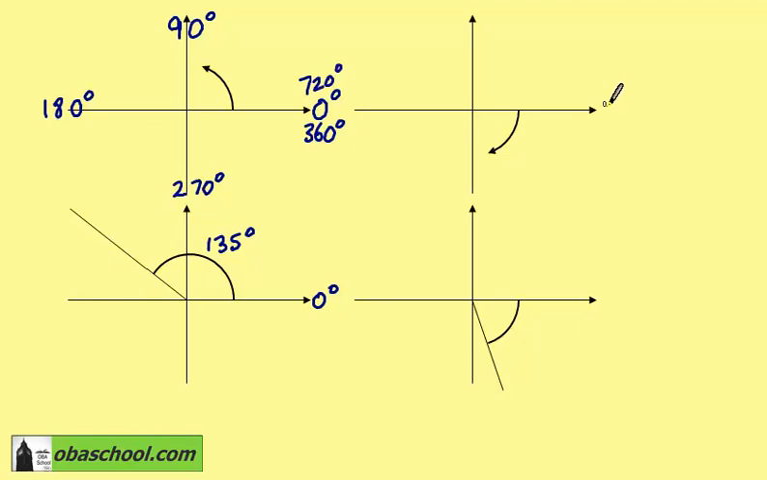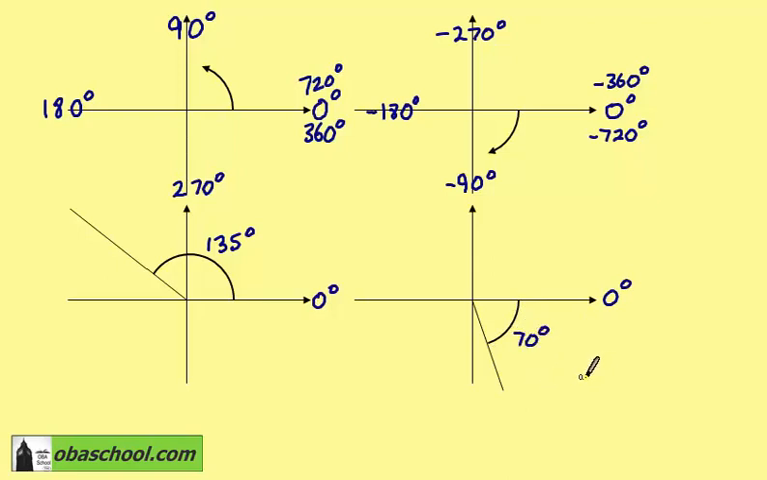If we rotate in a clockwise direction, this is a negative rotation. So 0 degrees, when we get to here, it's minus 90 degrees, minus 180 degrees, minus 270 degrees, and minus 360 degrees when we get back to here. If we go round again, it's minus 720 degrees. This angle here is in a negative direction, so we would label it as 70 degrees, but because it's a negative rotation, the angle represents minus 70 degrees.